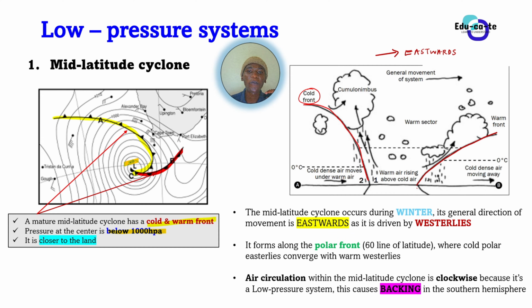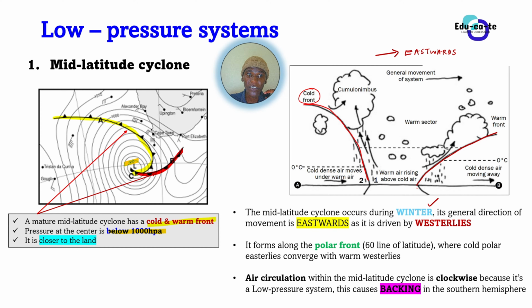When they ask about the direction of a mid-latitude cyclone, you talk about eastwards. That is different from the word circulation. Circulation and direction are not the same things. So a mid-latitude cyclone occurs in winter, during this season.